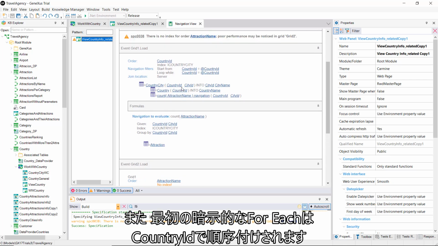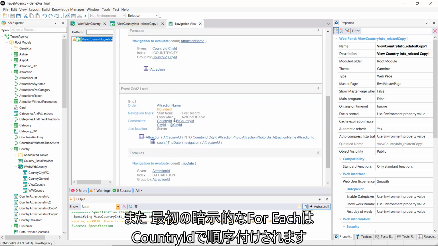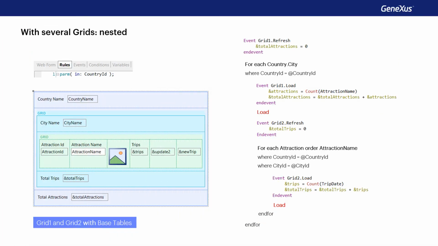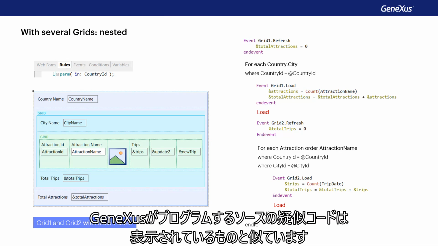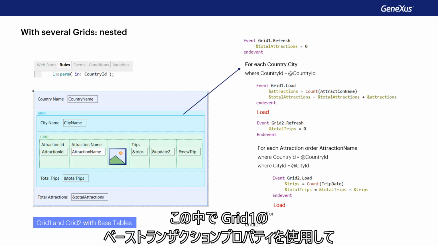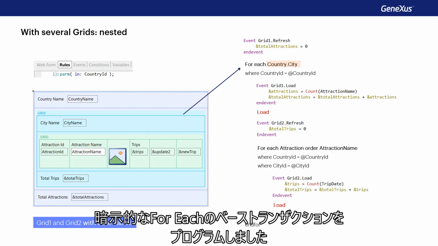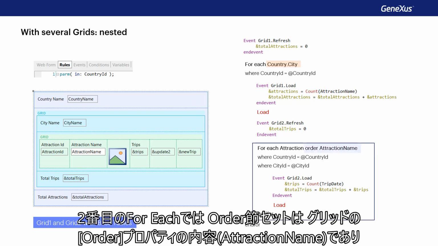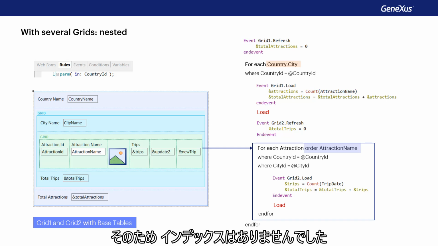Also, note that it orders the first implicit for each by country ID and the second one by attraction name, for which it reports that there's no index. The pseudocode of the source that GeneXus will program will be similar to the one displayed. In it, the base transaction property of grid 1 was used to program the base transaction of the implicit for each. In the second for each, the order clause set was the content of the grid's order property, which was attraction name, and that's why we saw those selected indexes.